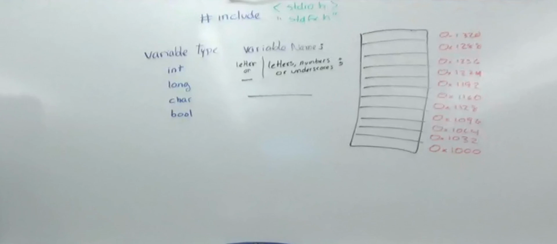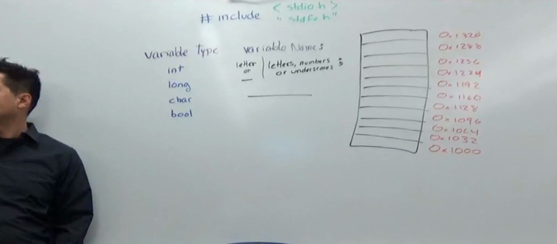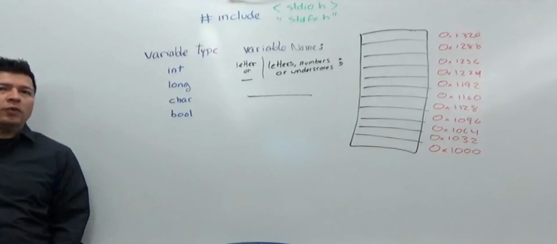Bless you. Questions? Yeah, it's a variable. The letters, numbers, or underscores with the semicolon is the variable name. No, that's a rule. Bless you.